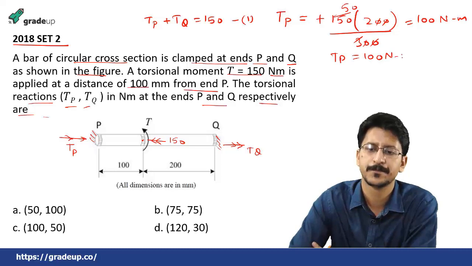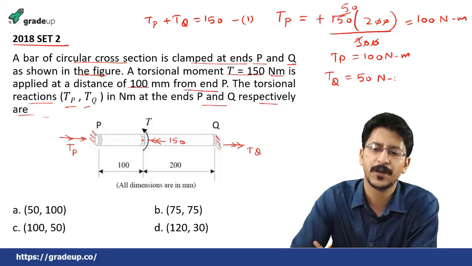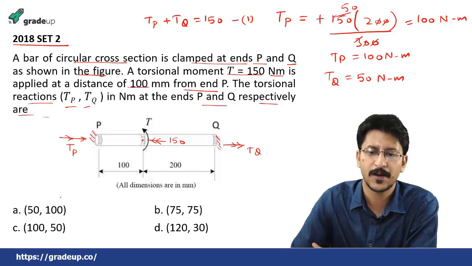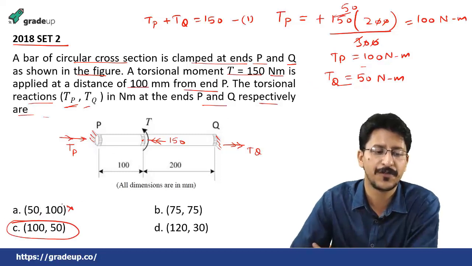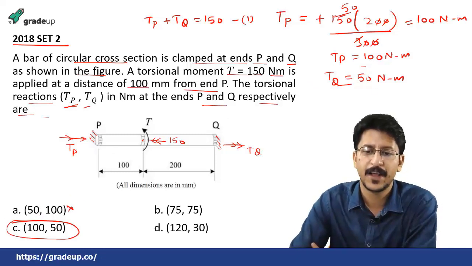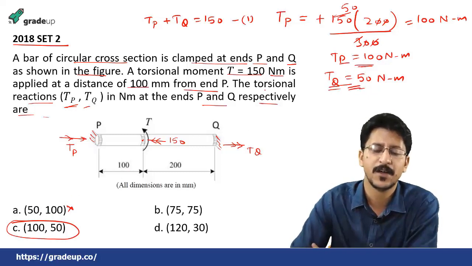So the TQ will be equal to 50 Newton meter. So the correct option is 100 and 50, not 50 and 100. TP is 100 and TQ is 50. So the correct option is option C and not option A, because that is also 50 and 100, but the 100 is for P and 50 Newton meter is for Q.